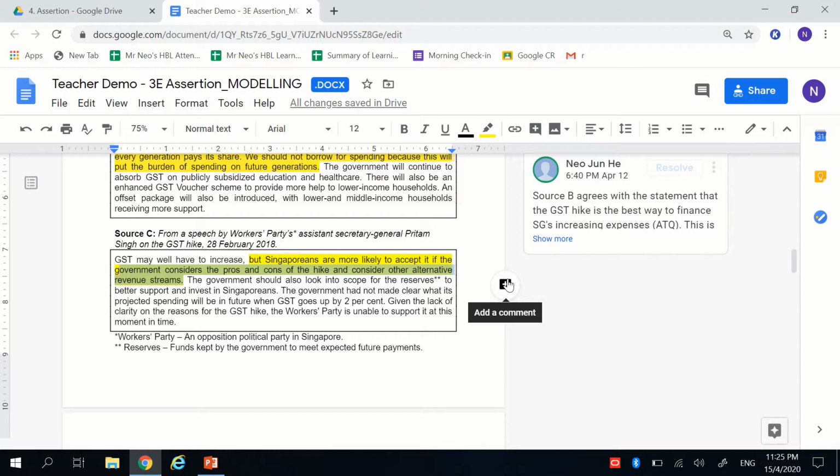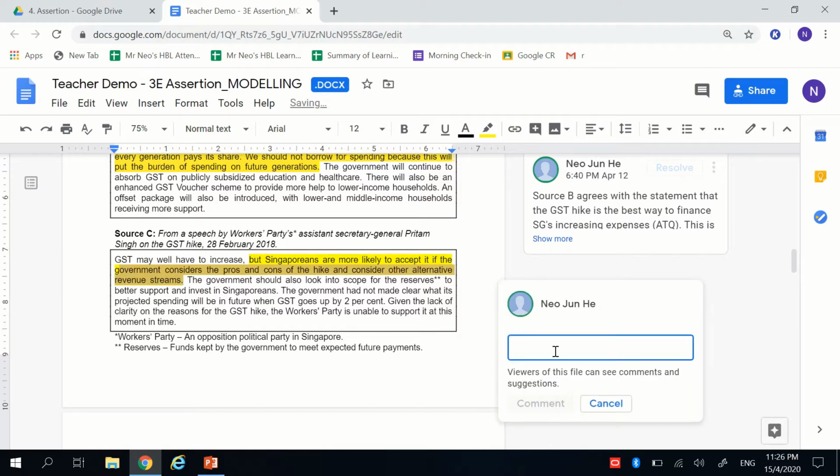If the government has not thoroughly considered the pros and cons of this policy, then perhaps there could be a better way to solve the problem. The better way could be the use of the reserves. So, since the government has not explored this possibility, I cannot tell that this is the best way to finance Singapore's expenditure.